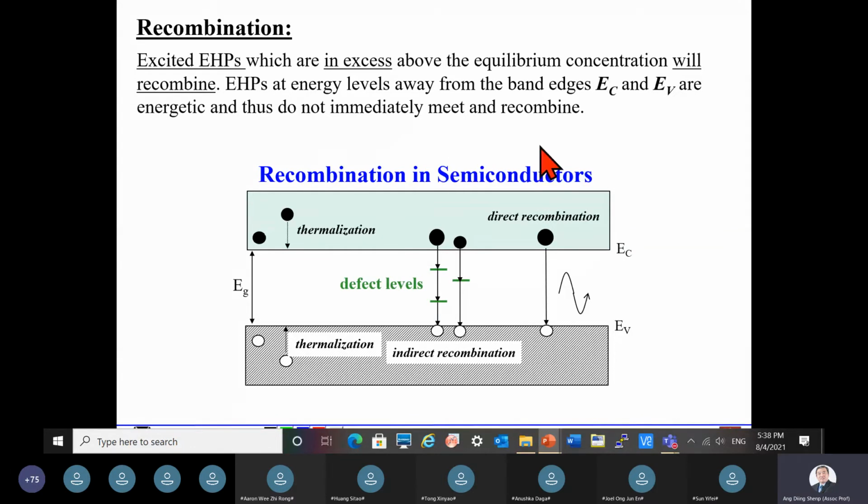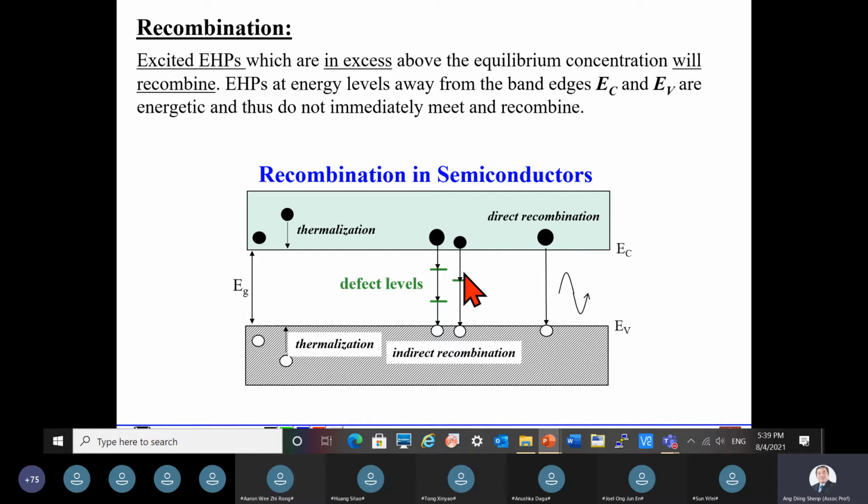Direct recombination generally is radiative in a sense that it emits light, or the recombination results in the emission of light. Okay. Now, another type of recombination is indirect recombination, and it mostly applies to semiconductors having indirect band gap.